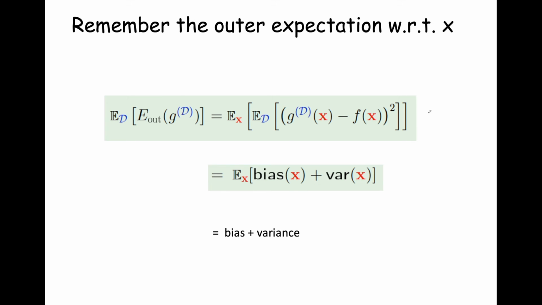And so we didn't forget about this outer expectation. When we got this bias and this variance treatment, we swapped the expectation with respect to data sets with the expectation with respect to instantiations of the x data points. And so if we take our expression and we put back in this outer expectation with respect to x, we get the expectation with respect to x of the bias associated with x and the variance associated with x. And this is just the bias plus the variance.